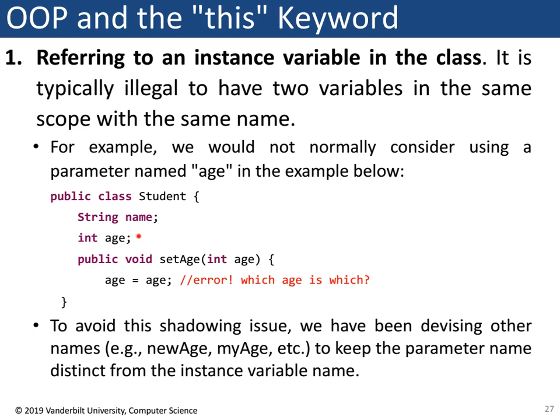The instance variable is at a more general scope. It exists at the class level scope, whereas age only exists in this method, setAge. So Java will assume that we are referring to the most specifically scoped age. What will actually happen here is we will be assigning the value stored in the parameter age to the parameter age. So make a mental note of that.